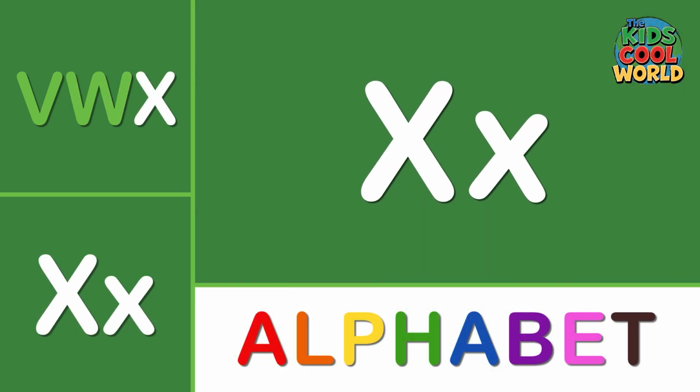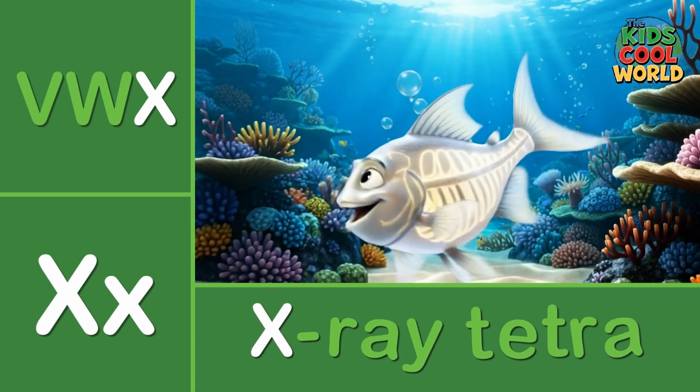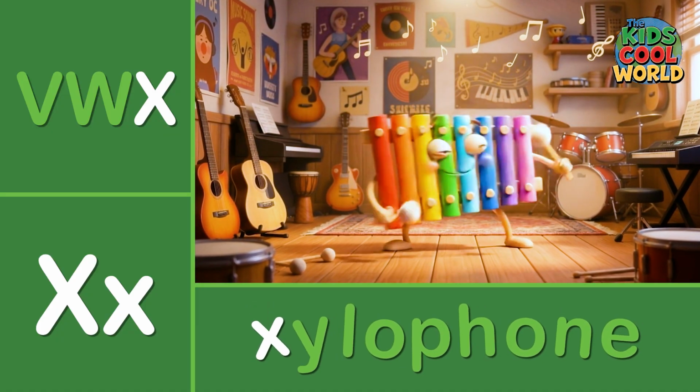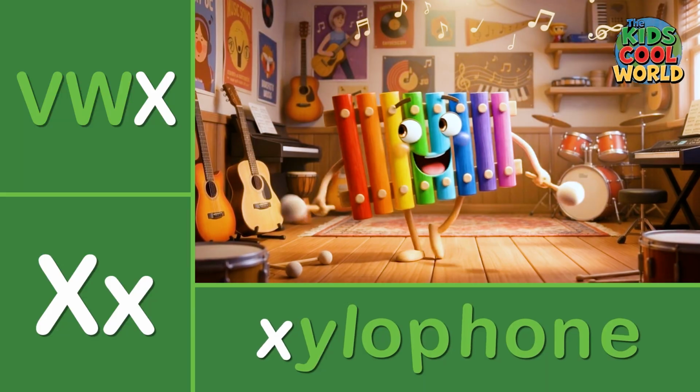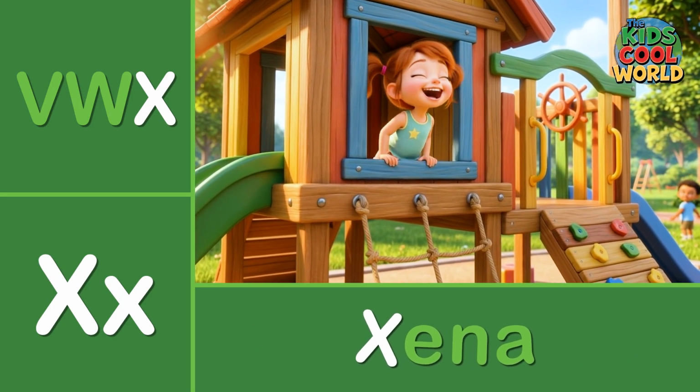It's the turn for letter X. X is for X-ray tetra, X-ray tetra, X-ray tetra. X is for xylophone, xylophone, xylophone. X is for Zena, Zena, Zena.